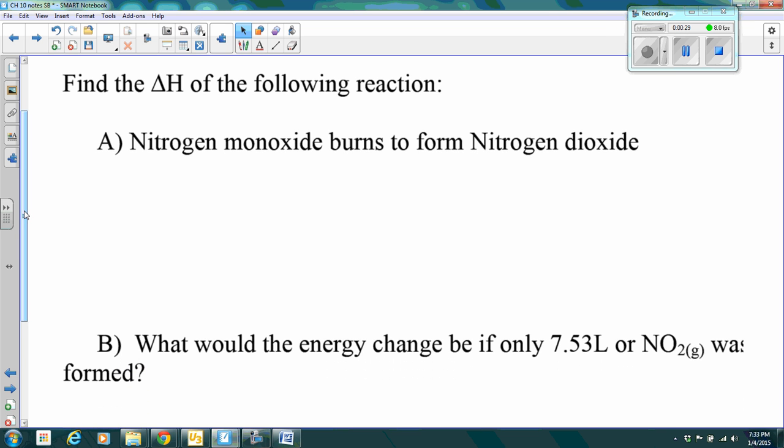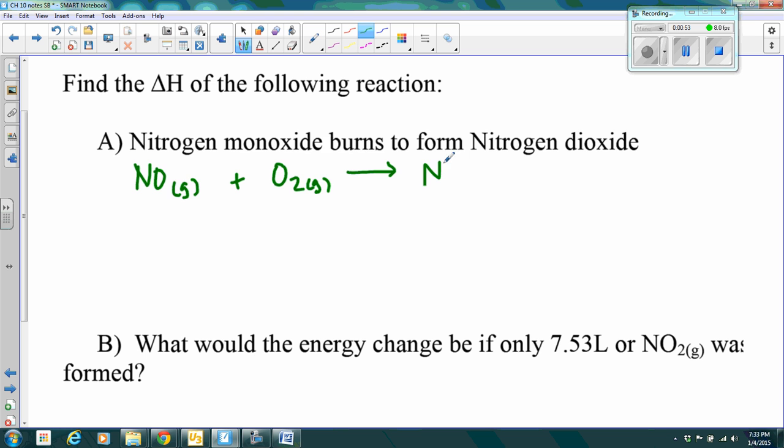So the first thing we have is nitrogen monoxide. We'll try green this time. So nitrogen monoxide burns to form nitrogen dioxide. So you should be thinking that this is a combustion reaction. So I'm going to write nitrogen monoxide, which is a gas, and it's going to burn. So I know I need to add oxygen gas to this, and I'm going to form nitrogen dioxide.